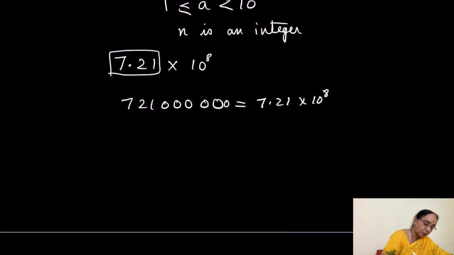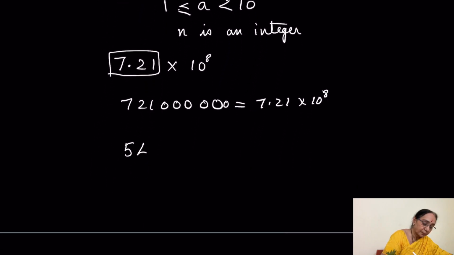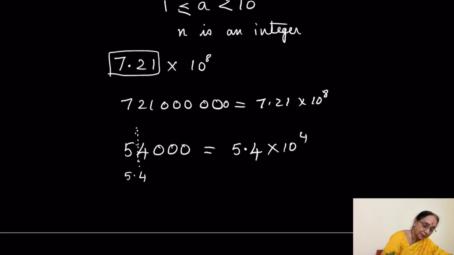Now we'll do one more example. I'll take a smaller number, 54,000. I can write this in the scientific form, the standard notation, as 5.4 into 10 to the power of 4. Now how do I do it? You can draw an imaginary line here and see how many digits. So this is 5.4. How many digits are there after this imaginary line? 1, 2, 3, 4. So 10 to the power of 4. So you can do that quickly.